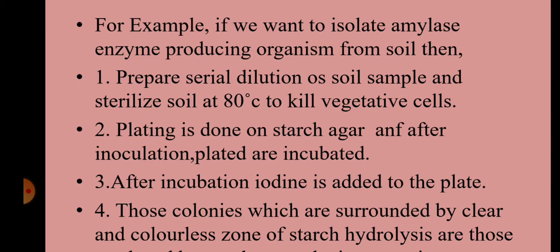If you take 1 gram of soil, it will contain millions and millions of organisms, but amylase producing organisms will be very few. So we want to isolate that organism which is present in less number in the microbial population, say the amylase enzyme producing organism from the soil. So first thing we do is we prepare a serial dilution of the soil sample, and sterilize the diluted sample by heating to 80 degrees so that it will kill all the vegetative cells. Only spores will survive. Okay.